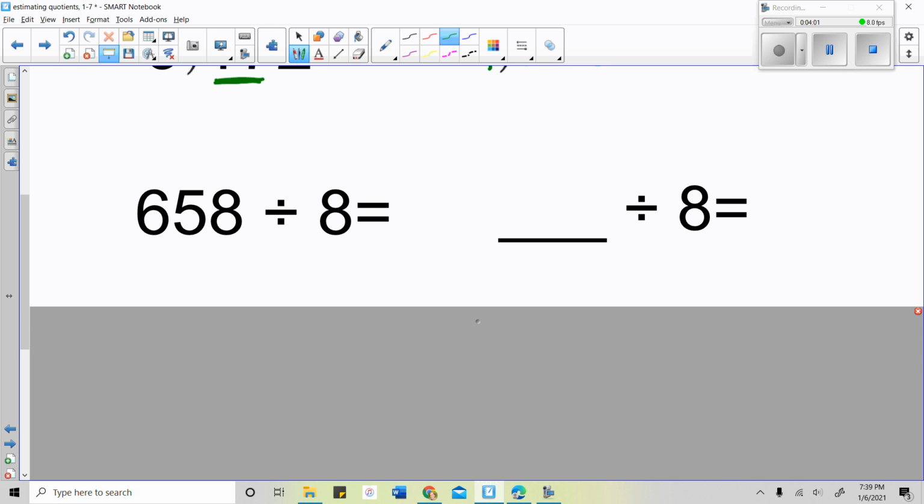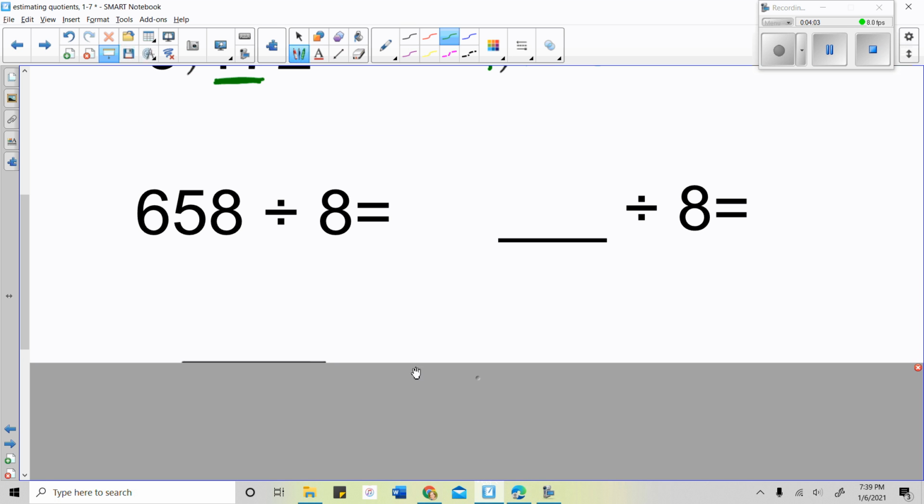Okay, next one. Now this one is horizontal. You may get a word problem, or you may get a problem that is written horizontally. Anytime you see that, you want to go ahead and set it up with your long division house. So go ahead and set it up with the long division house, even though it was presented horizontally. Now we're going to underline the 65. Now pause the video, solve it, and then unpause the video.